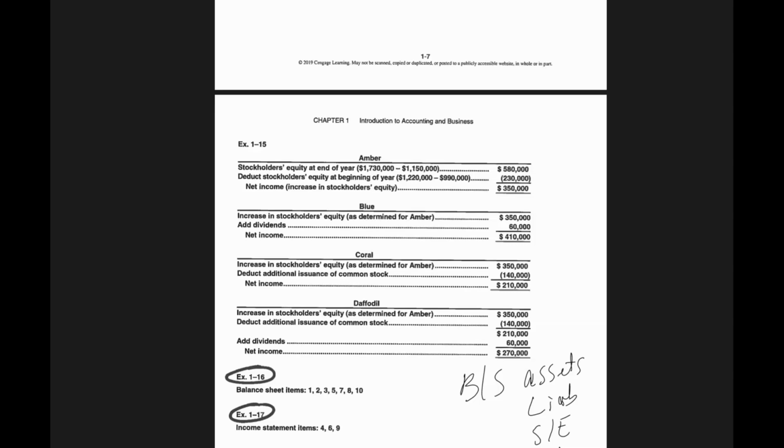Common stock, that goes in the stockholders' equity, balance sheet. Fees earned, that's revenue, so that's on the income statement. Number 5, land, that's an asset, balance sheet. Rent expense, keyword there, expense, is on the income statement. Retained earnings, just like we've done before, that's on the balance sheet because it's in the equity section. Supplies is an asset, balance sheet. Supplies expense, that would be on the income statement. And wages payable, just like accounts payable, it's monies that we owe, a liability on the balance sheet.